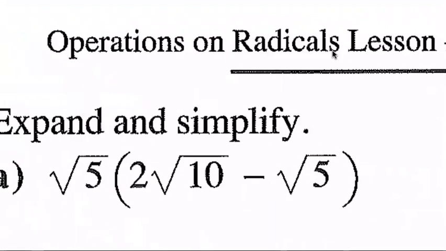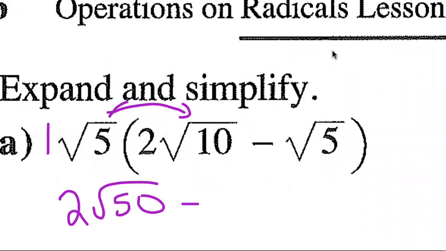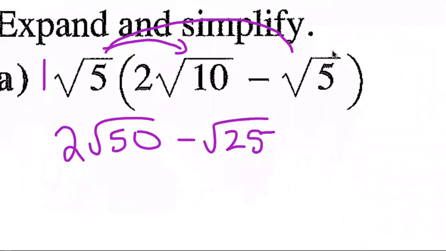Square root 5 times 2 square root 10 is going to give me 2. Remember, there's a 1 here. We never write it. 2 square root 50, minus, and then square root 5 times square root 5 is square root 25. Well, I know the square root of 25 is 5, so that one's easy. It's not an equal sign either. It's a minus 5.